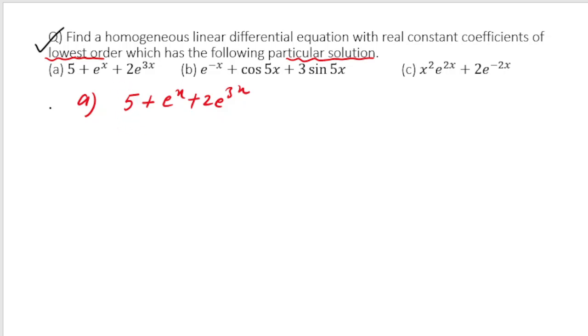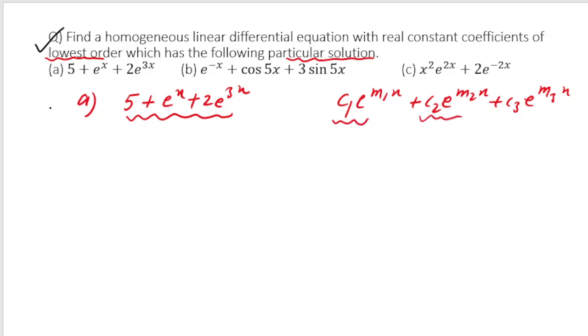Now what do you think, under what situation or for what kind of general solution we can have this kind of particular solution? There are three terms in this. It means that in the general solution we certainly should have something like c1 e to the power m1x plus c2 e to the power m2x plus c3 e to the power m3x, and because this is a particular solution, there must be some condition over the general solution.